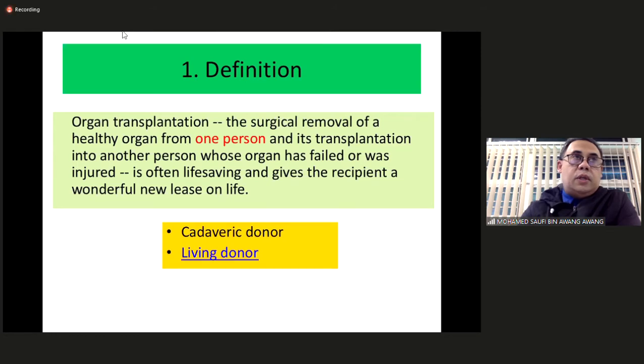Or it also can be in the form of a living donor, for example a sibling who wants to donate a kidney to his or her brother. Once in a while you read in the newspaper of people who like to donate part of their heart, part of their liver, to the recipient. Okay, so these are the living donors. And of course, the process for a living donor is obviously different from the cadaveric donor.